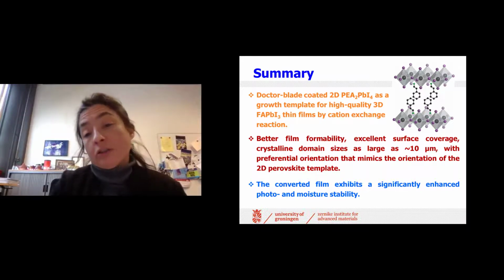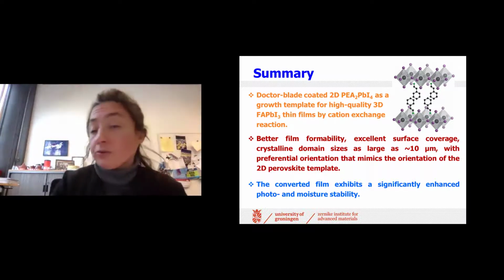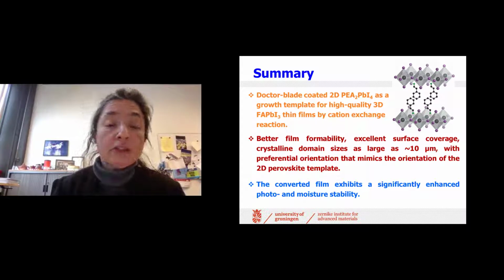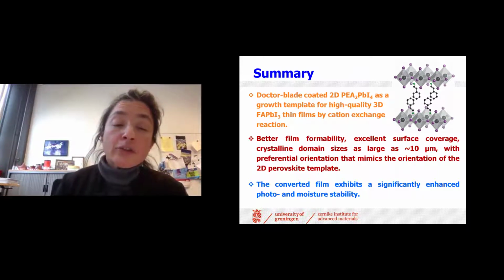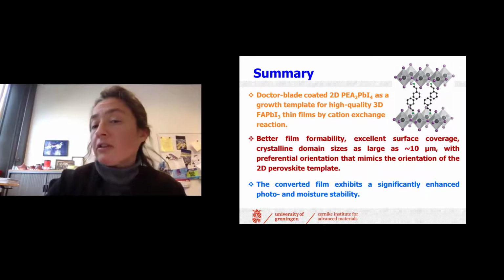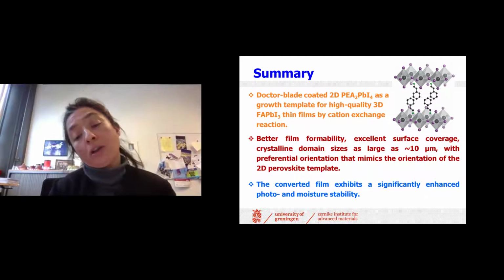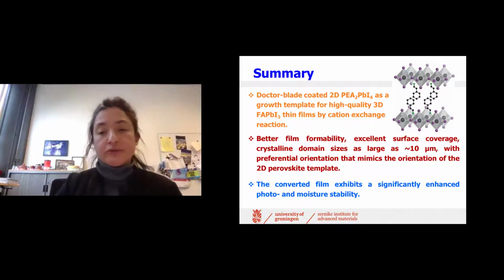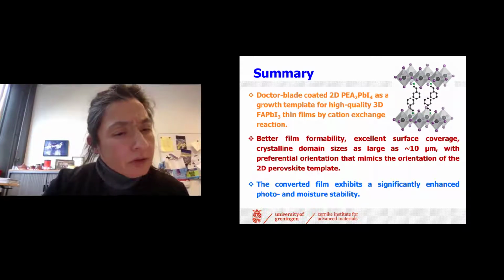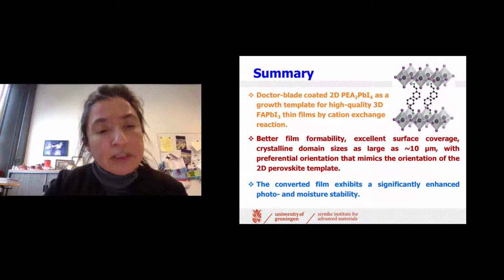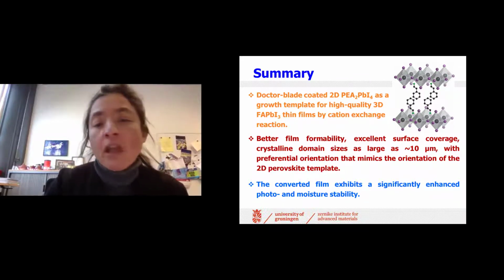It could be a minimization of the surface with respect to the volume due to the fact that we are perfecting the crystallinity of the system. We no longer have polycrystalline grains. But it could also be the presence of still organic molecules, the phenethylammonium molecules, on the surface of the system that are protecting it from ambient conditions.